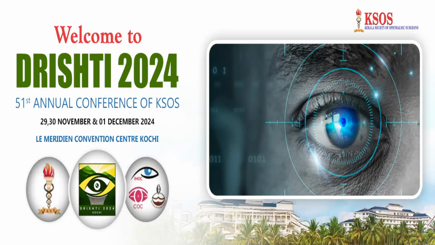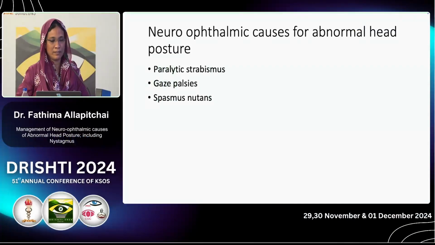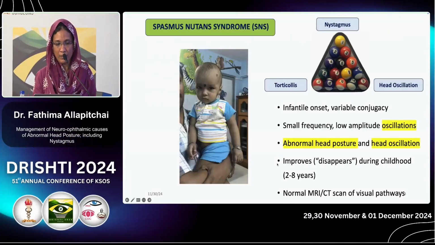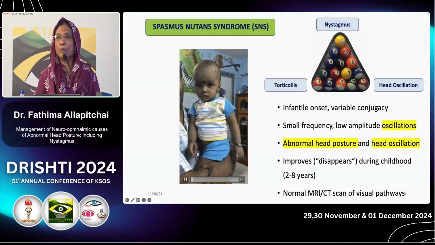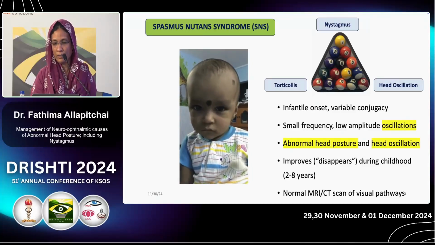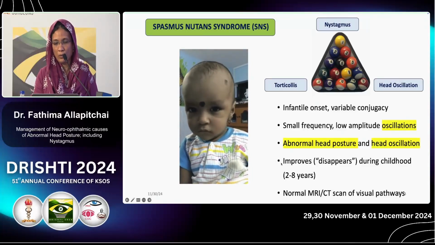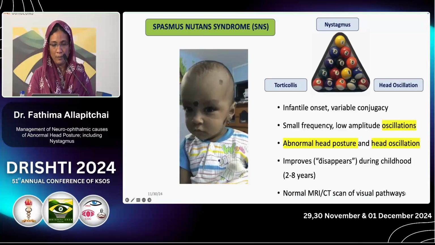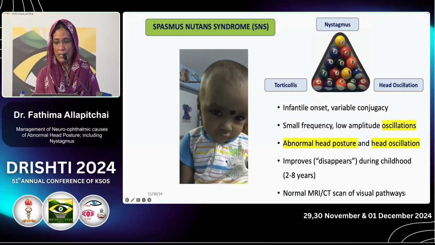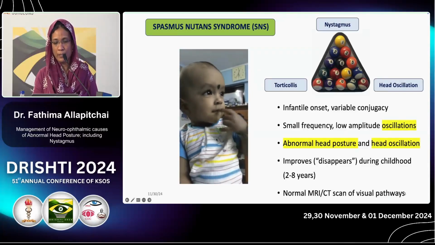My topic was neuro-ophthalmic causes, which included paralytic strabismus and gaze palsies, which were very well handled by Dr. Nina. So we will just go to spasmus nutans syndrome. So what is that? It is infantile onset, variable conjugacy, with small frequency, low amplitude oscillations. A triad of abnormal head posture, nystagmus, and head oscillations. It improves, disappears by 2 to 8 years.